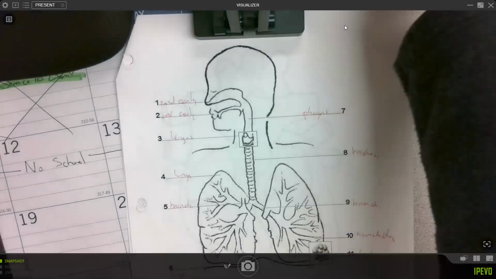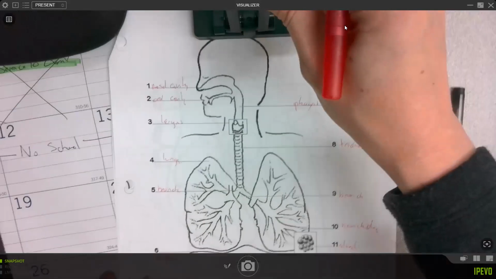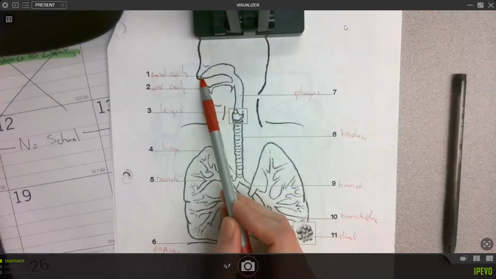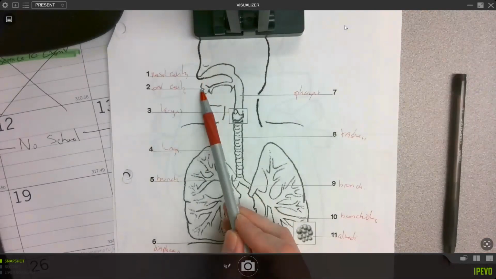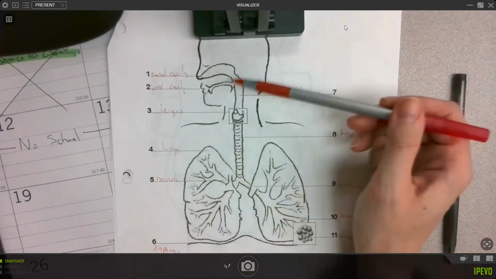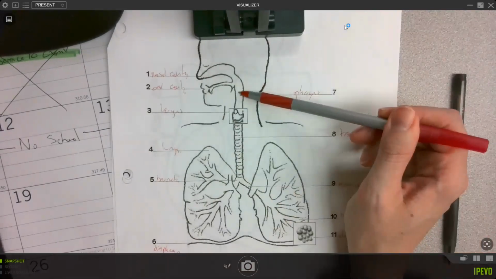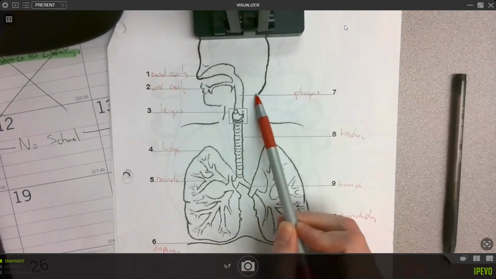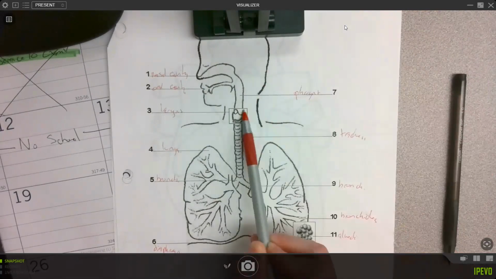Okay, so here is a diagram of the respiratory system, and I apologize for how messy my writing is. But here we have the nasal cavity. Underneath where the mouth is, we have the oral cavity. And then kind of at the back where you would have the oral cavity coming together with the trachea, with the esophagus, would be back here as well. That is the pharynx. Underneath that, right here, we have the voice box, which is the larynx.